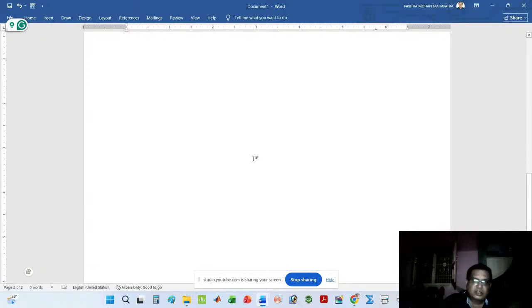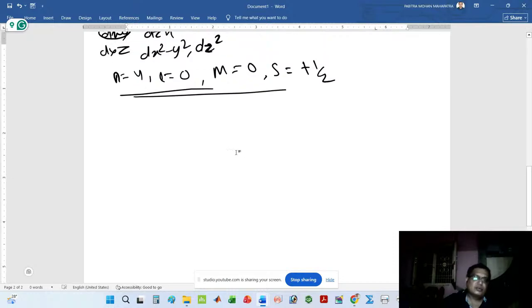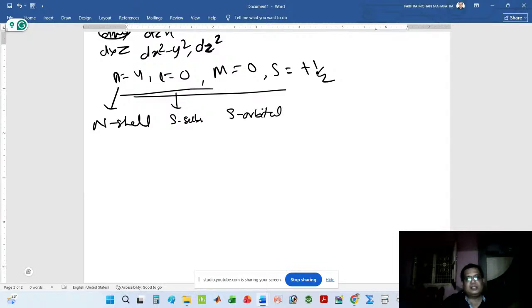Let me think about another example. Suppose here n is equal to 4 is given, L is equal to 0 is given, M is equal to 0 is given, S is equal to plus half. Then what is the address? This address represents which electron? N is equal to 4 means the N cell. If L is equal to 0, that belongs to S subcell. M is equal to 0, the same S orbital. Here S is equal to plus half, that is clockwise spinning.